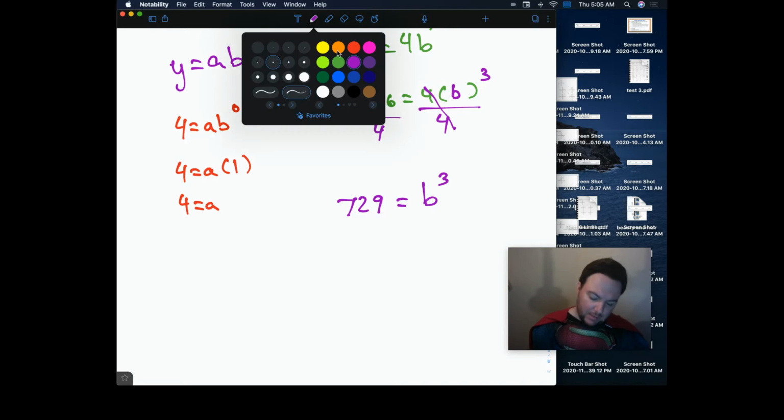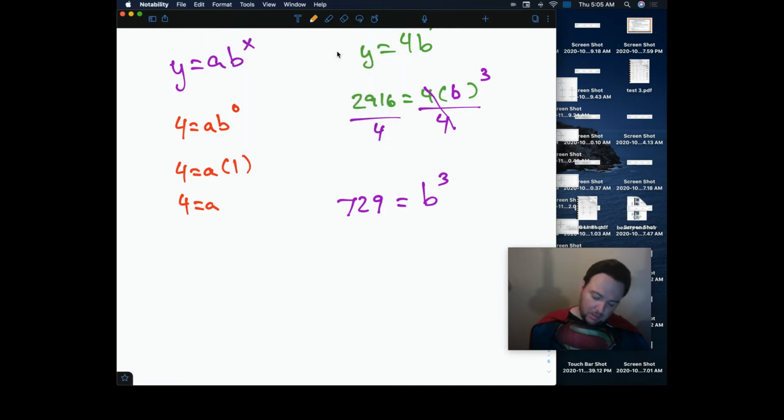How do we get rid of b cubed? We do the cube root. So you can actually type this into the calculator just to show you real fast.